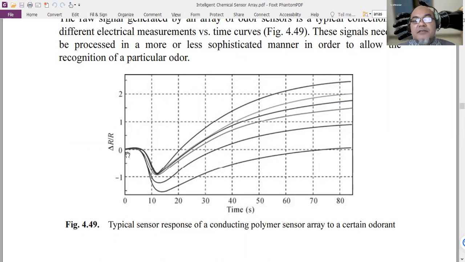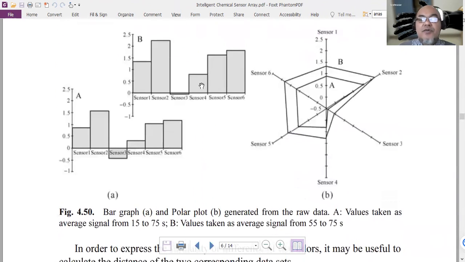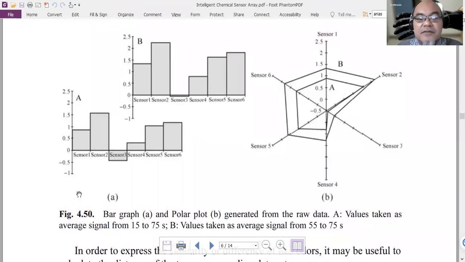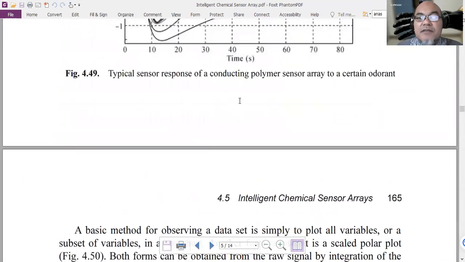Okay. So this is, for example, the response from different sensor elements in a conducting polymer sensor array. Okay. So the initial resistance, then when the odorant, the volatile organic compound, is introduced, it will give different responses. This is during the absorption, adsorption, and this is during the desorption. So from there, then you can draw the graph, generated from the raw data. For example, here A and B values taken from the average signal from 15 to 17 seconds in A. While B is values taken from 55 to 75 seconds.